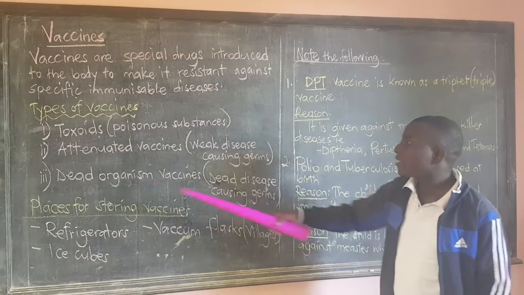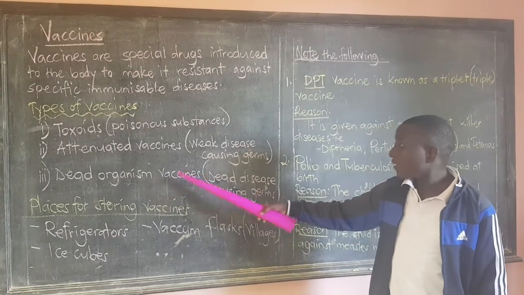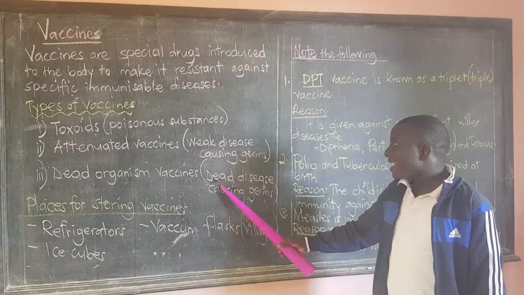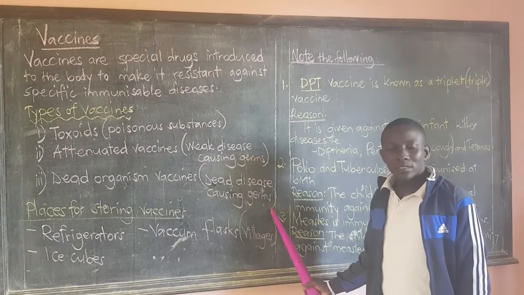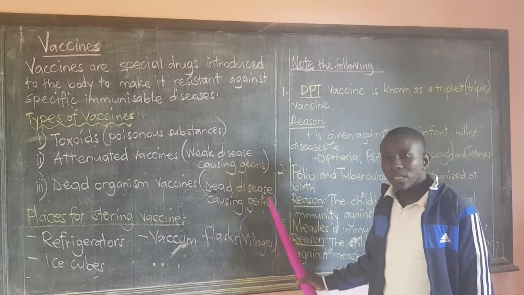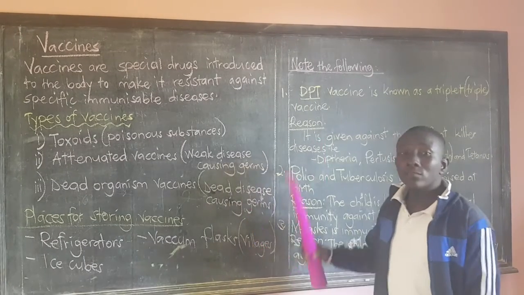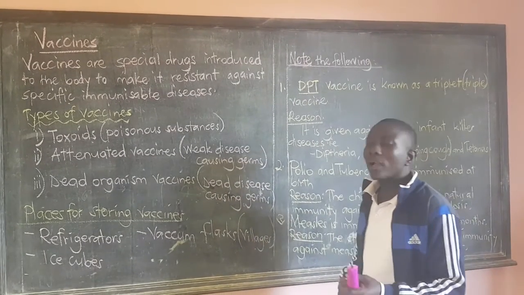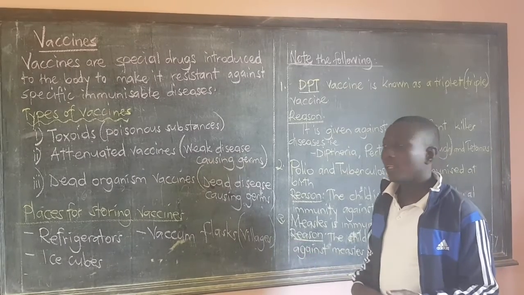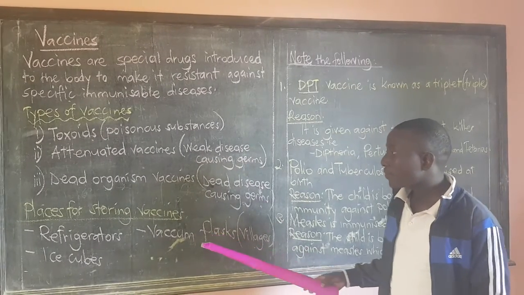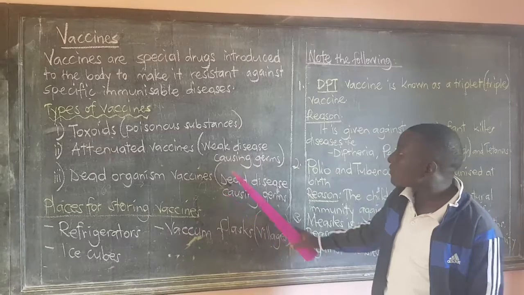Okay? Then we have dead organism vaccines, or dead disease-causing germs. They are also real germs, but this time they are dead. They are also injected into your body. We shall look at different ways on how they are administered. Okay? Places for storing those vaccines.